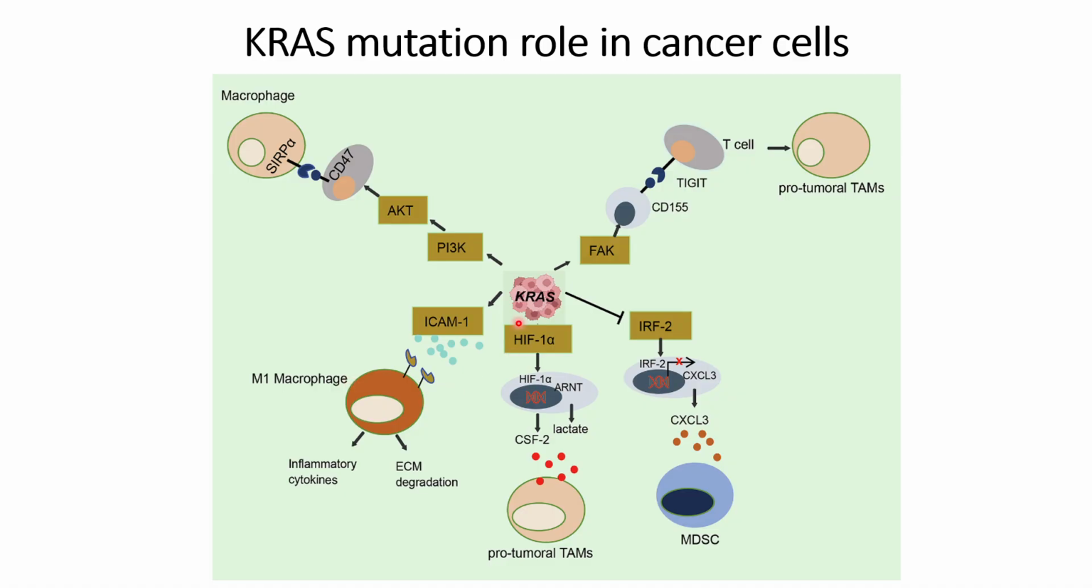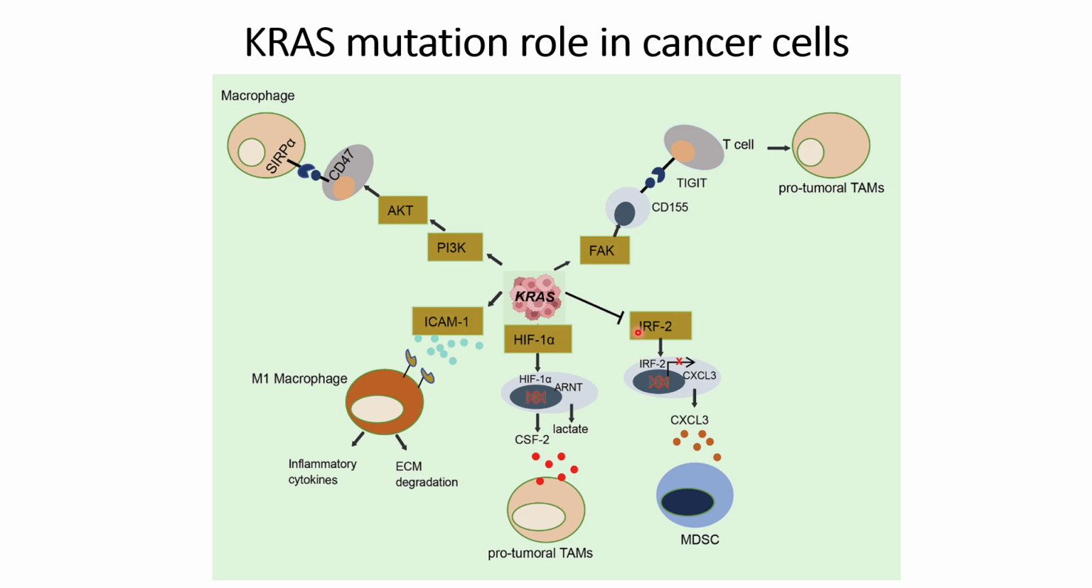Another important thing that KRAS does is it changes the surrounding conditions. That is, using HIF1 alpha, it creates hypoxic conditions, or a low oxygen environment, around the KRAS cells, especially in the tumor microenvironment. And this HIF1 alpha will cause release of lactate and CSF2, and they will also promote the pro-tumoral tumor-associated macrophages. These tumor-associated macrophages are mainly the M2 type macrophages that help in tumor proliferation.